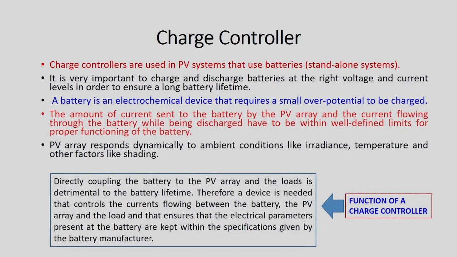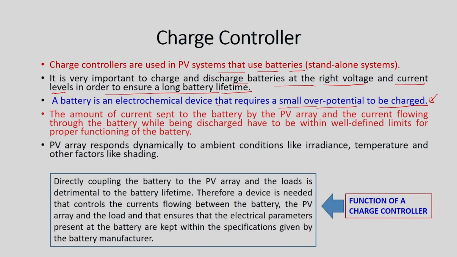Now, let us discuss something about the charge controller, which plays a key role in a standalone system where a battery is involved. Charge controllers are used in PV systems that use batteries. It is very important to charge and discharge batteries at the right voltage and current levels in order to ensure a longer battery lifetime. A battery is an electrochemical device that requires a small over potential to be charged, which we should keep in mind. So, we need some kind of over potential for charging.